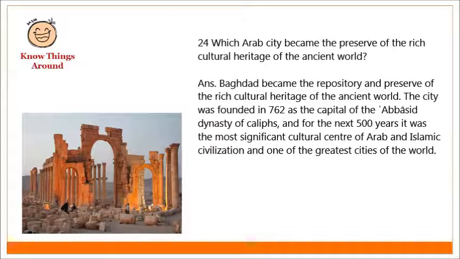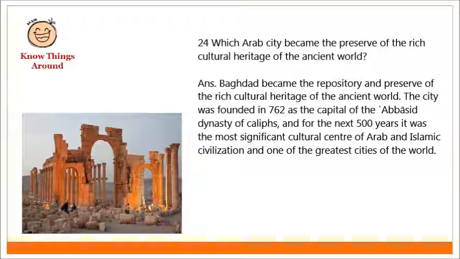Which Arab city became the preserve of the rich cultural heritage of the ancient world? Baghdad became the repository and preserve of the rich cultural heritage of the ancient world. The city was founded in 762 AD as the capital of the Abbasid dynasty of the caliphs, and for the next 500 years it was the most significant cultural center of Arab and Islamic civilization and one of the greatest cities of the world.